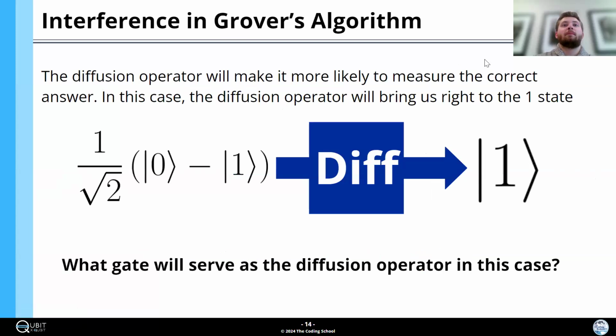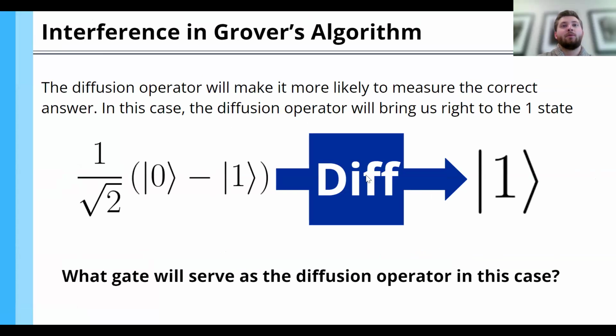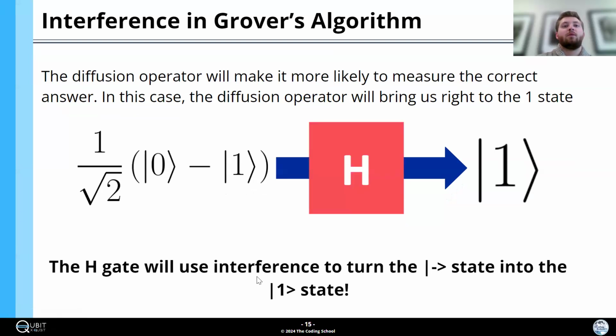Then we have a diffusion operator that makes it more likely to measure the correct answer. In this case, the diffusion operator will bring us to the one state. So here we have the minus state, we apply the diffusion operator, and it goes to the one state. Does anybody have any guesses what gate will take us from the minus state to the one state? Yes, the H gate is correct. So here the H gate uses interference to turn the minus state into the one state.